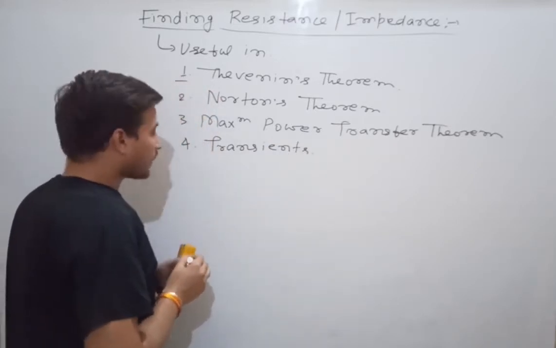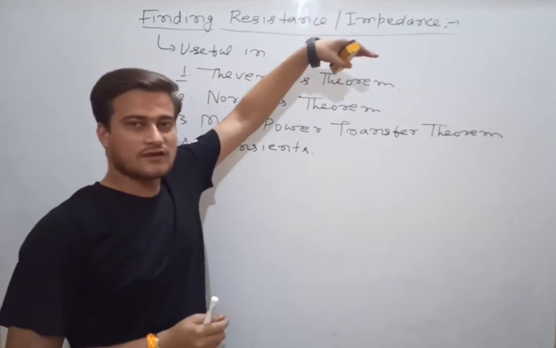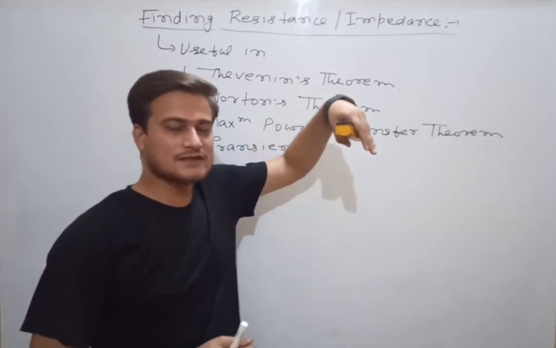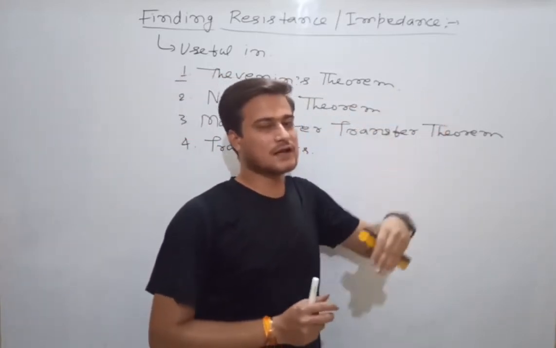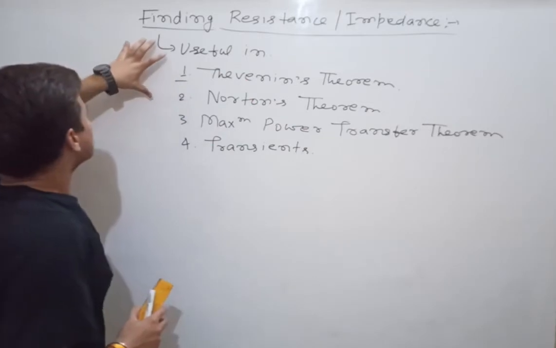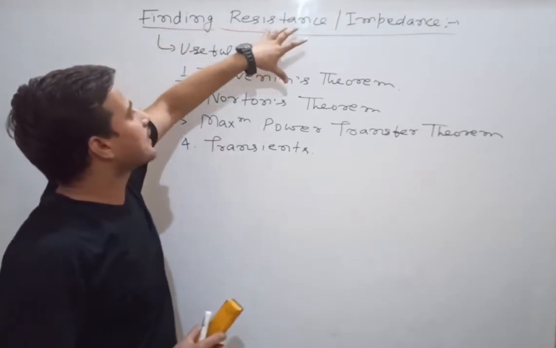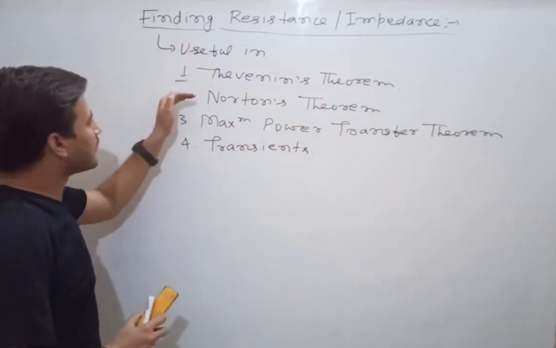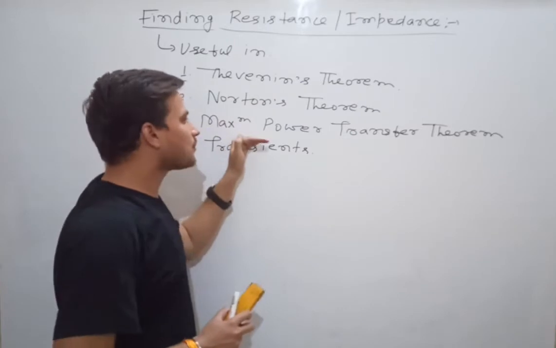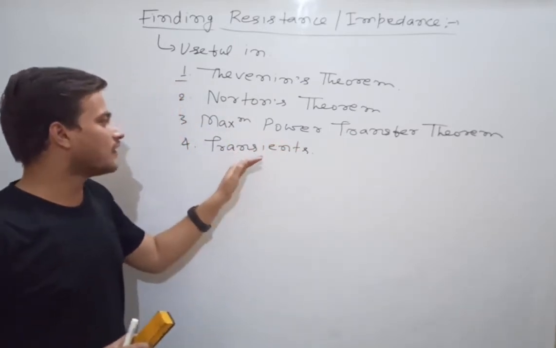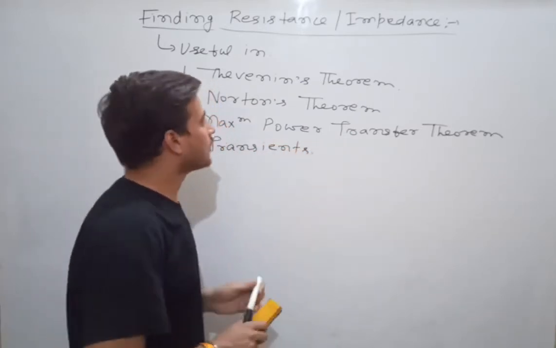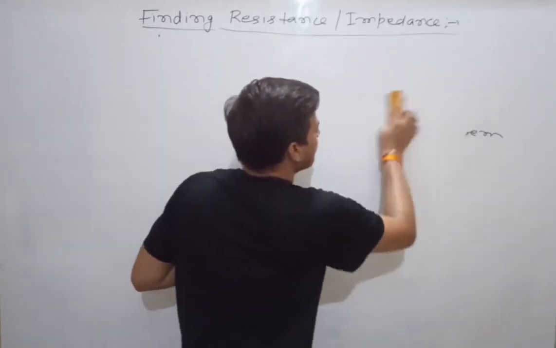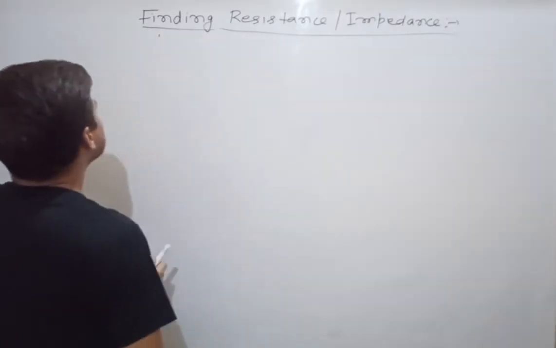So today I'll take different types of electrical networks and highlight the methods, that means steps, to find the equivalent resistance or equivalent impedance of the circuit. Once you know how to find the resistance or impedance of any network, then you can apply this tool in Thevenin's theorem, Norton's theorem, maximum power transfer theorem and transients, where you will have to find the time constant. Clear? So let's start.